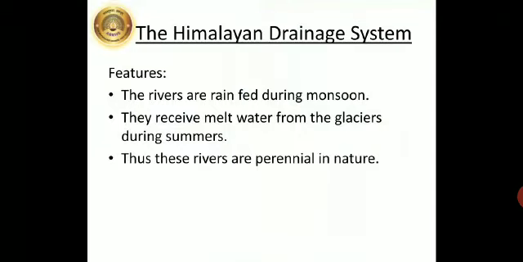The Himalayan rivers are rain fed during the monsoons. That is, they get the waters from the rain during the monsoon. Other than this, they receive the meltwater from the glaciers during the summers. Thus, these rivers are perennial in nature. Perennial means the rivers having water throughout the year.